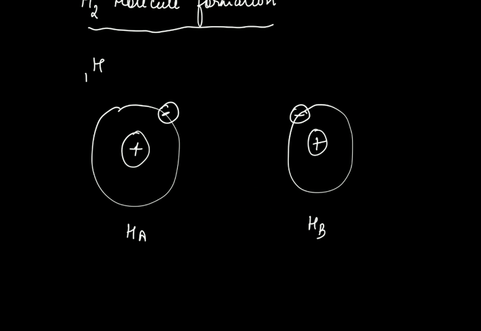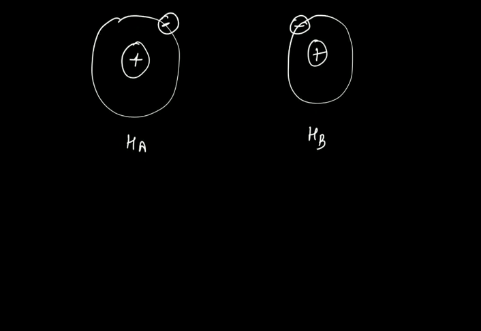Now what is going to happen between these two atoms? When they come close to each other, there will be some kind of interactions. This negative charge will be attracted towards this positively charged nucleus, and the hydrogen B atom's electron, since it is negatively charged, will be attracted towards the neighboring nucleus. I told you multiple times that chemistry is all about negative and positive attracting each other. So when these two atoms are coming close to each other.